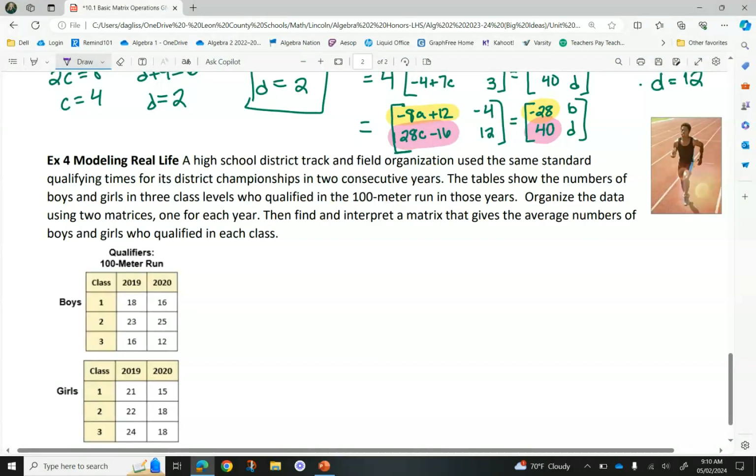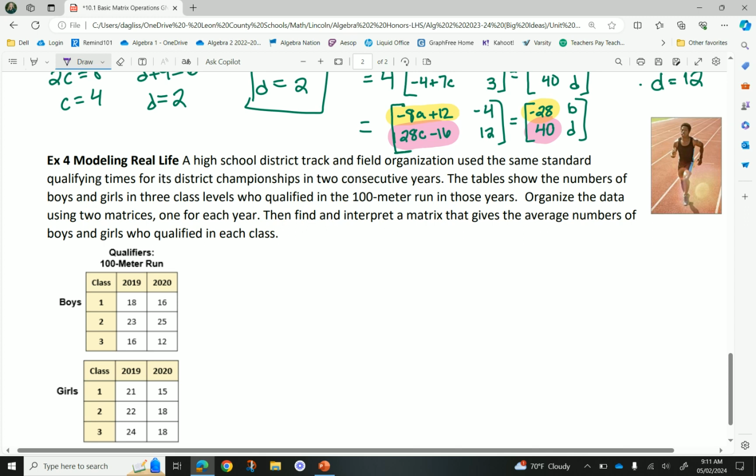All right. A high school district track and field organization used the same standard qualifying times for its district championships in 2 consecutive years. The tables show the number of boys and girls in 3 class levels who qualified in the 100-meter run in those years. Organize the data using 2 matrices, one for each year. Then find and interpret a matrix that gives the average number of boys and girls who qualified in each class.